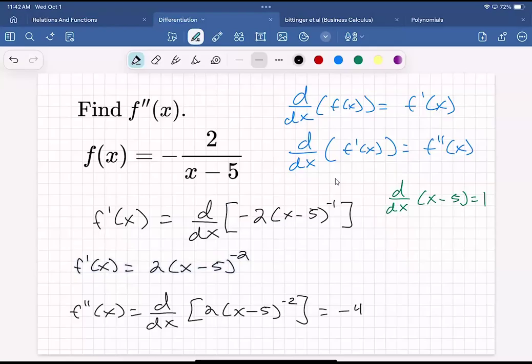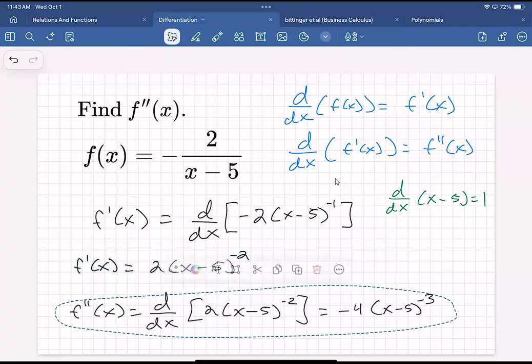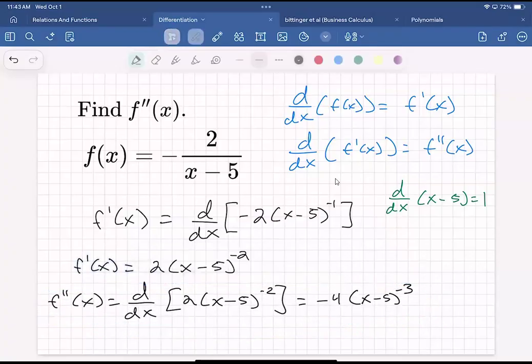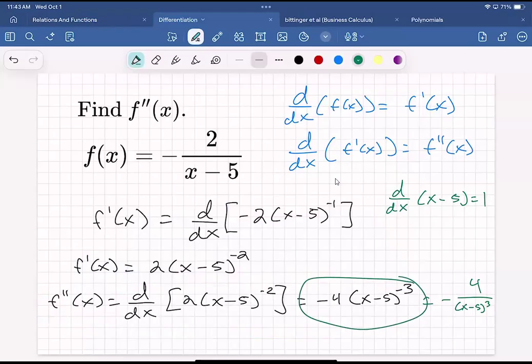Make sure you see here though, this would just give us -4 times x minus 5 to the -3 now. And as we were just talking about other ways to write stuff, this would be a situation where it could be written as -4 over the x minus 5 cubed. Okay. As far as this test is concerned, I'm fine if you stop there. As far as the homework is concerned, no, they may not allow you to have negative exponents. Okay, so you might have to rewrite it there.